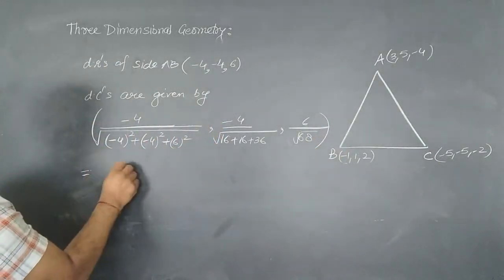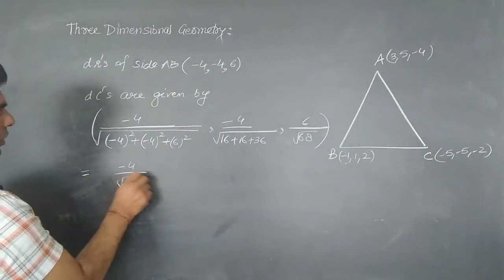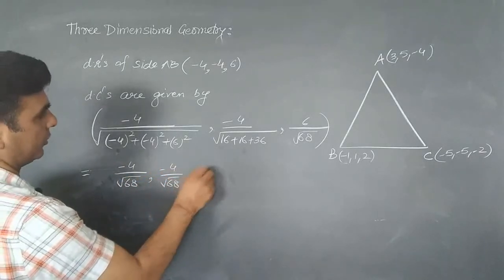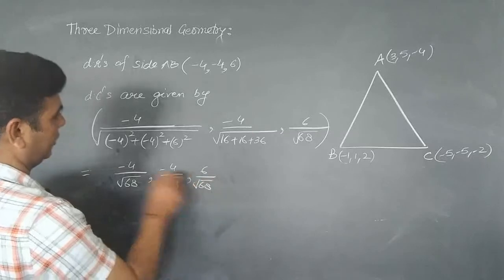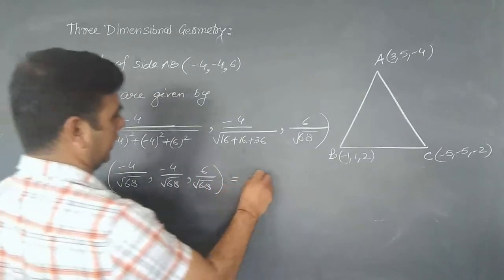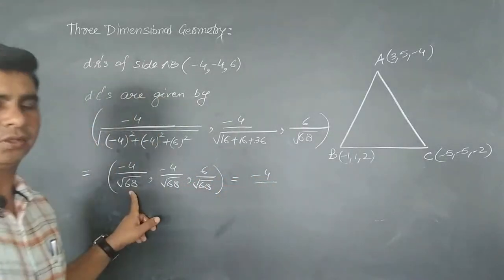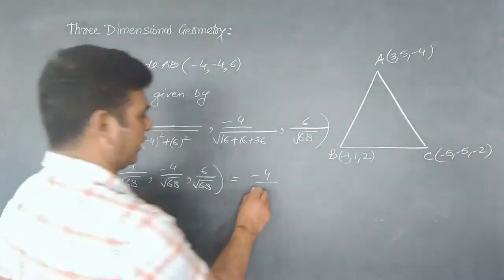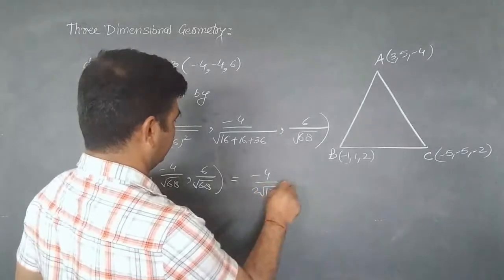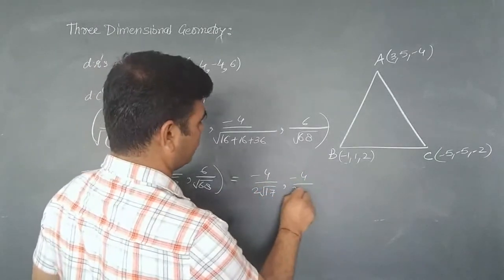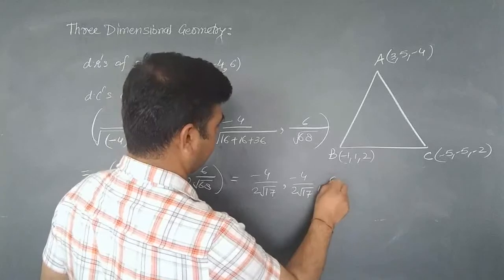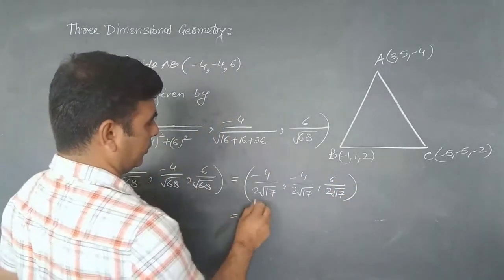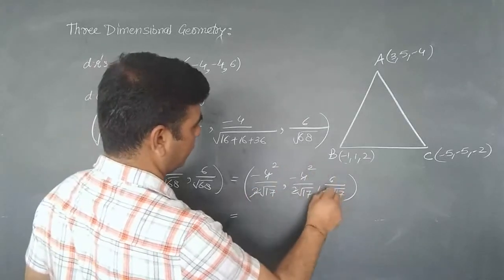So they can be written as -4 upon square root of 68, comma, -4 upon square root of 68, comma, 6 upon square root of 68. Further, since 17 fours are 68, 2 root 17 can be written as root 68, so we get -4 upon 2 root 17, -4 upon 2 root 17, and 6 upon 2 root 17. Then they can be simplified by cancelling out.